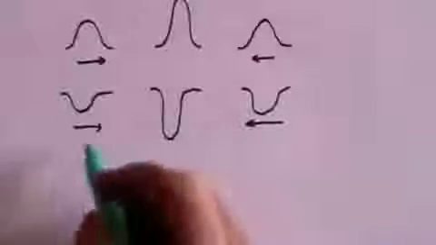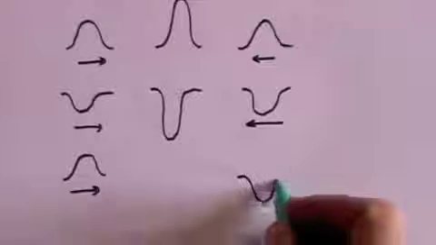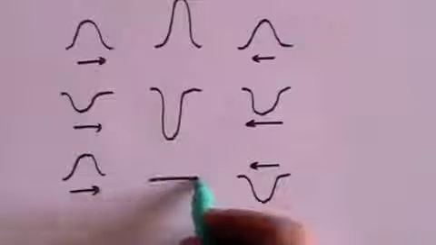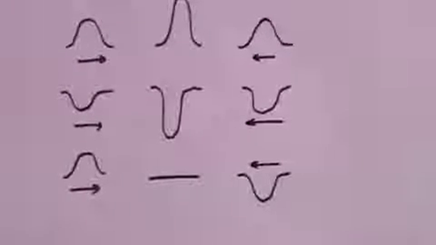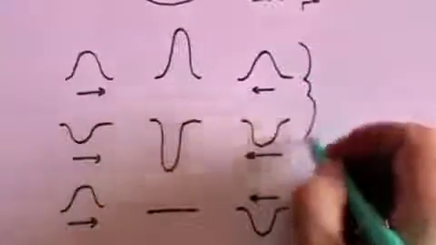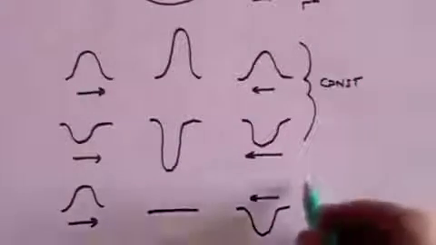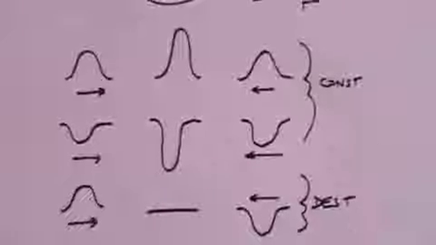But if you have a crest travelling in that direction, meeting a trough travelling in that direction, then at the point they meet, they simply cancel each other out. And that's the principle of superposition. And we call these two constructive interference. And this one we call destructive interference.